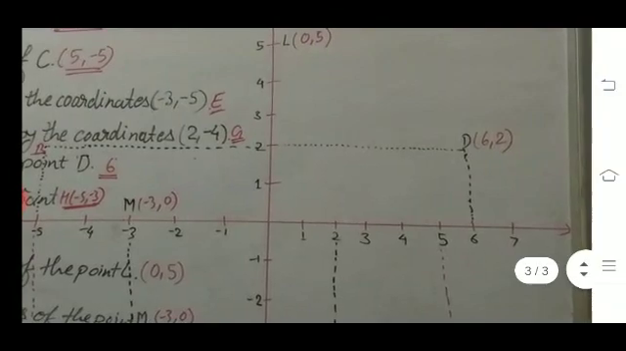The abscissa of the point D. First we identify the coordinates of D. The coordinates of D are 6 comma 2, and the first component is the abscissa and the second is the ordinate. Therefore the abscissa of point D is 6.